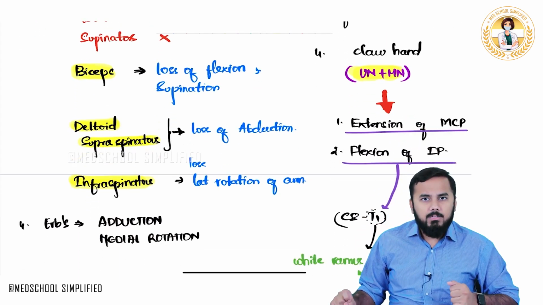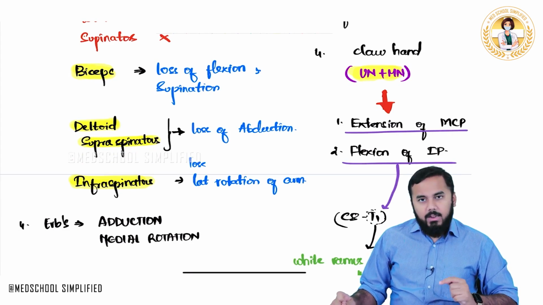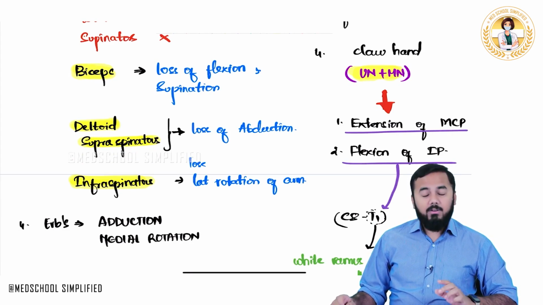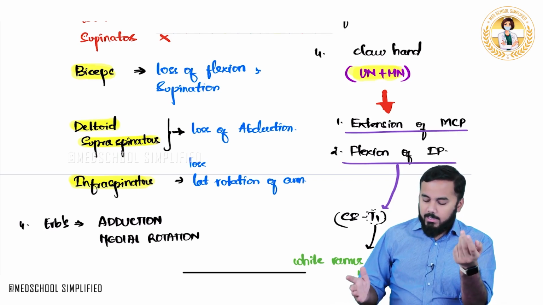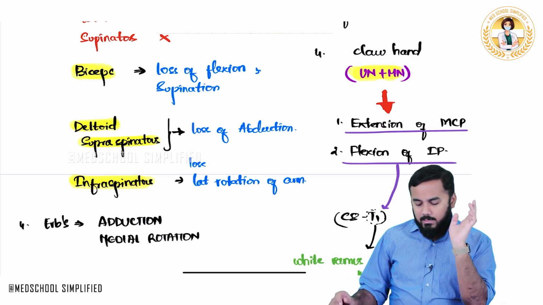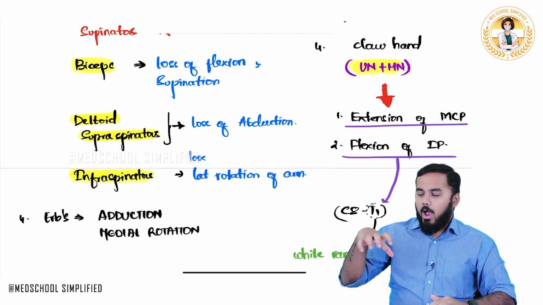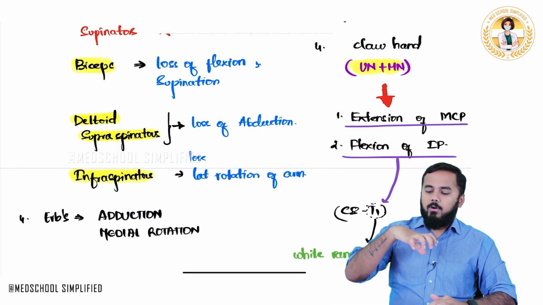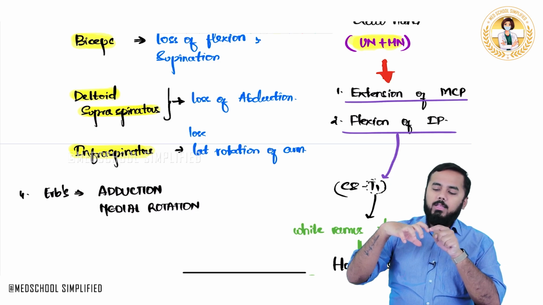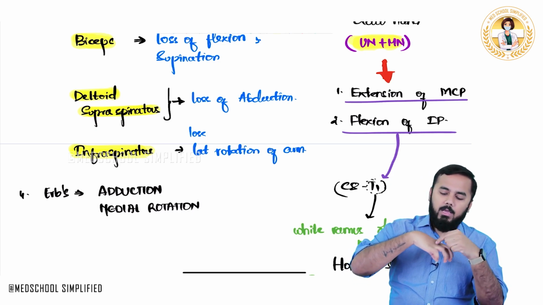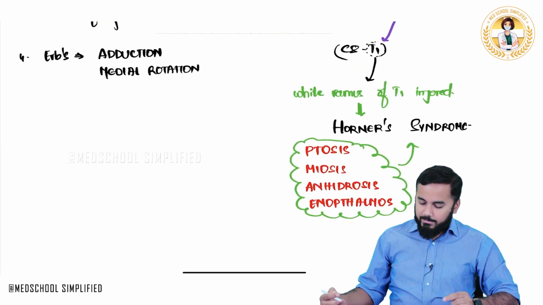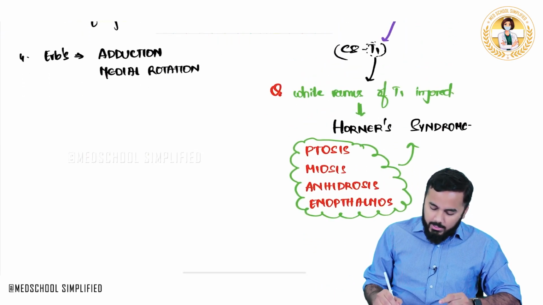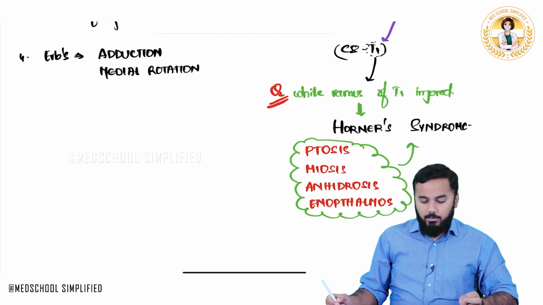Then what is the nerve that is involved? If you look at the innervation of biceps, deltoid, supraspinatus and infraspinatus, you will know which nerves are innervating them. Here the nerves involved are the ulnar nerve as well as the median nerve. In the patient's claw hand, put it in the form of a claw and you will understand that all the interphalangeal joints are flexed and metacarpophalangeal joints are extended. So the white ramus of T1, a question that was repeatedly asked, would give Horner's syndrome.